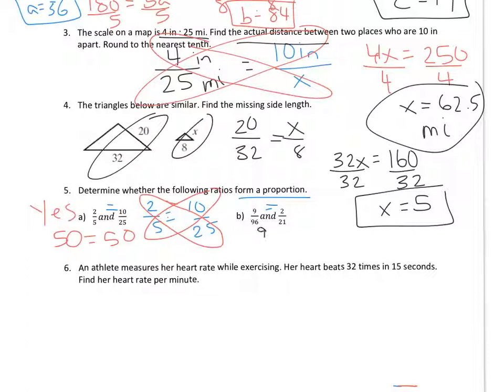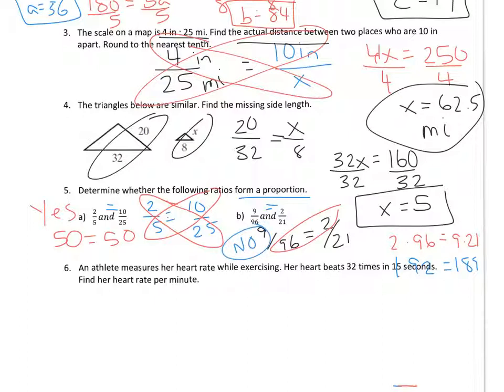Now we'll check 9 over 96. Is that equal to 2 over 21? So when you circle the diagonals, is 2 times 96 equal to 9 times 21? So 2 times 96 is 192. Is that equal to 9 times 21? That's 189. It's not. So no, these do not form a proportion.